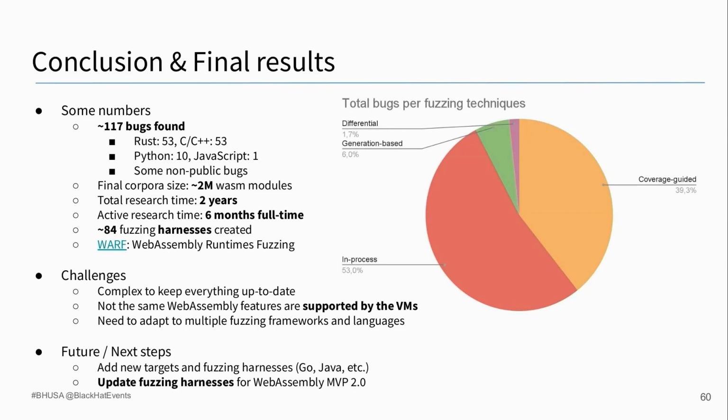It took me around 2 years, not full time of course. I would say maybe 6 months full time to do all of it. Something like 84 fuzzing harnesses, more or less. I also released an open source tool, WebAssembly runtime fuzzing. I released it maybe two years ago, so it might need to be updated, but it's in progress.